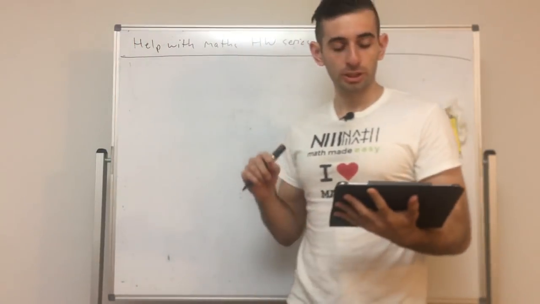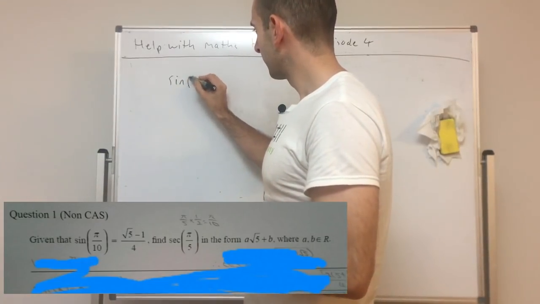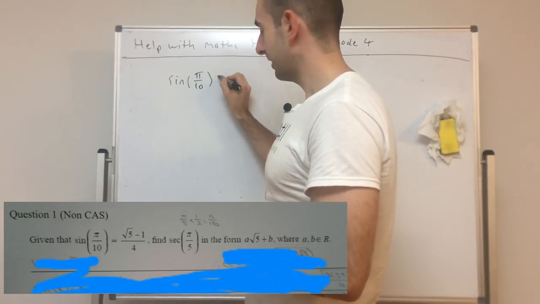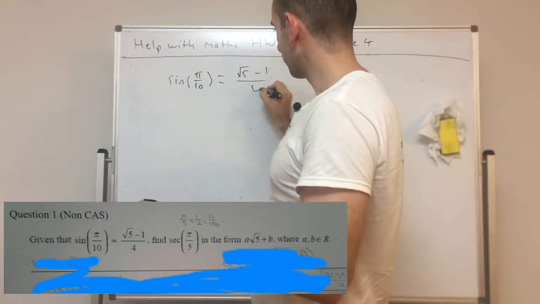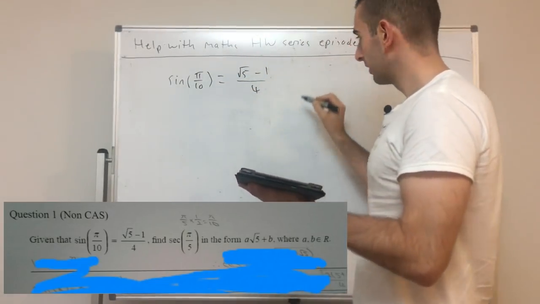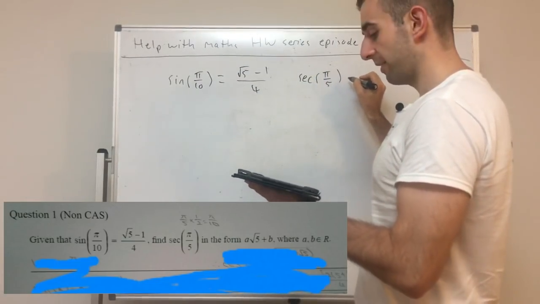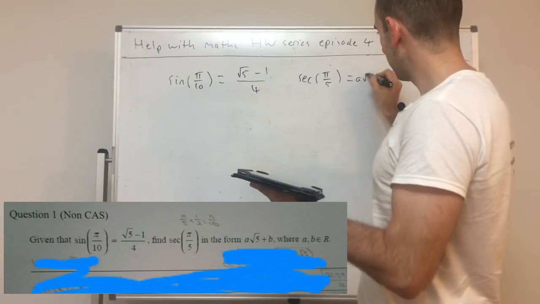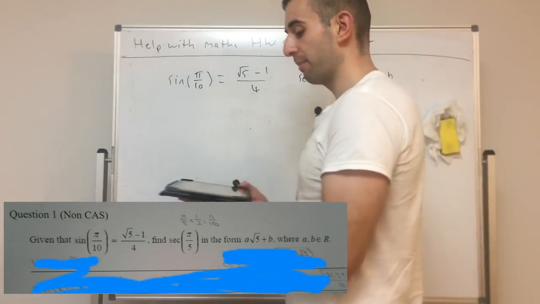Okay, so the first question. Given sine pi on 10 equals square root 5 minus 1 on 4. Find sec pi on 5 in the form a root 5 plus b, and a and b are real numbers.